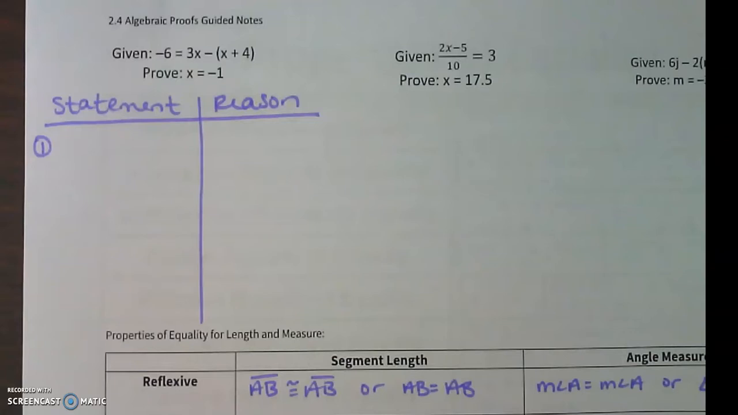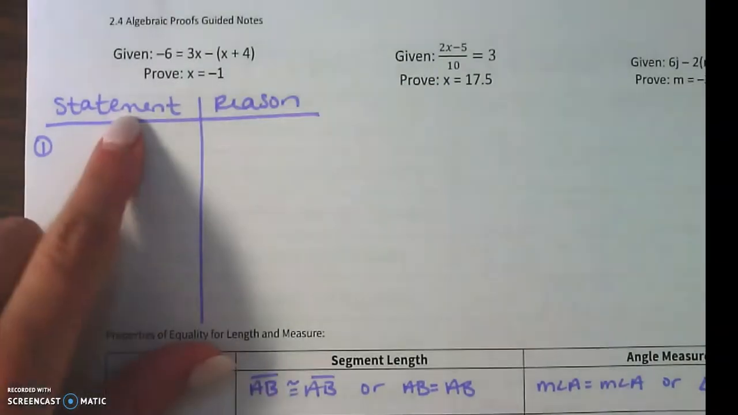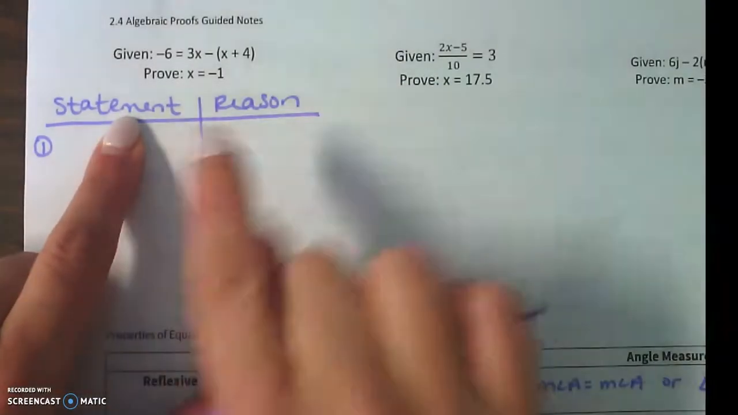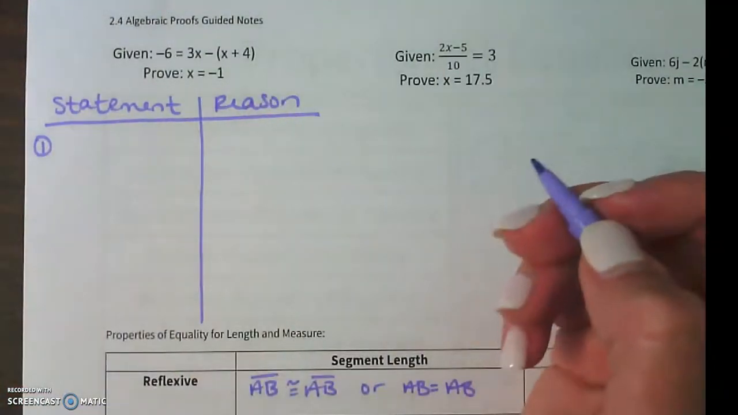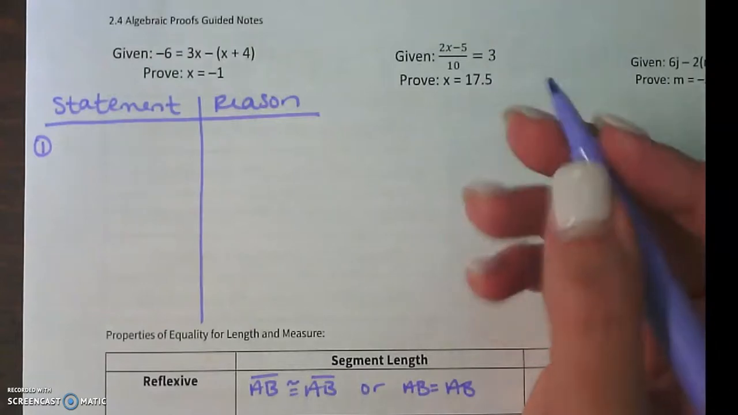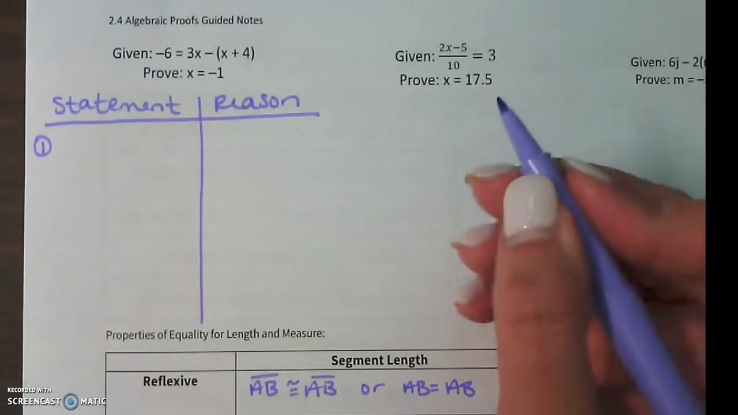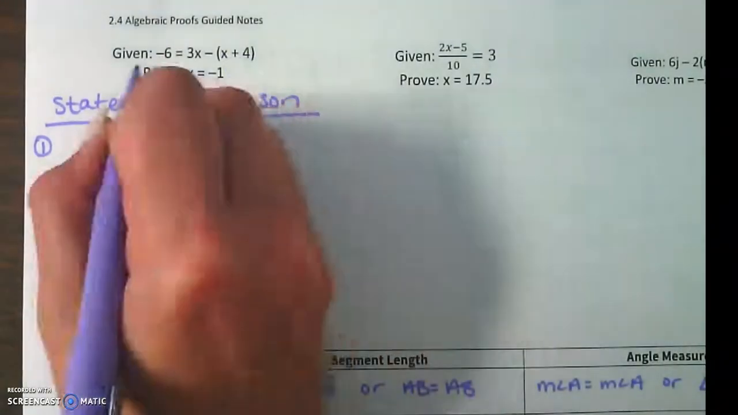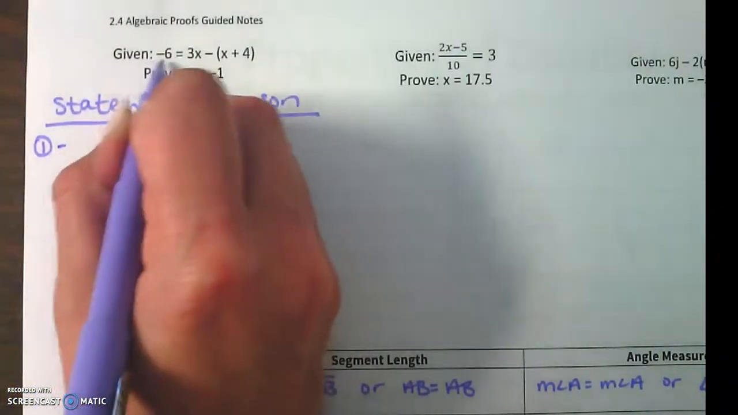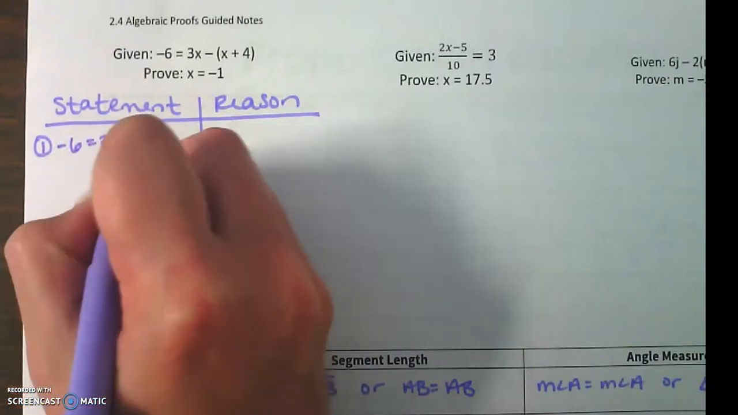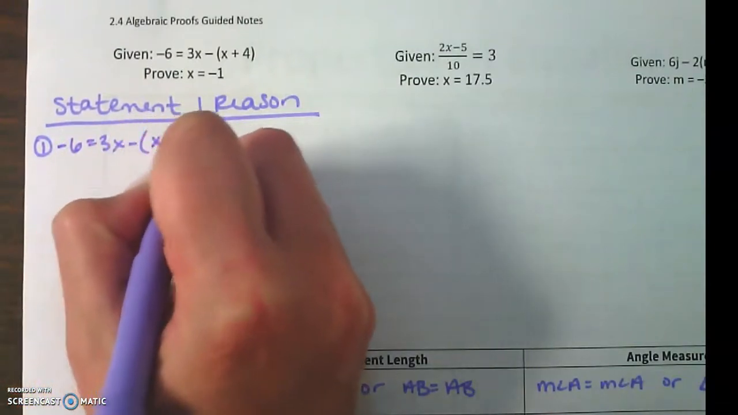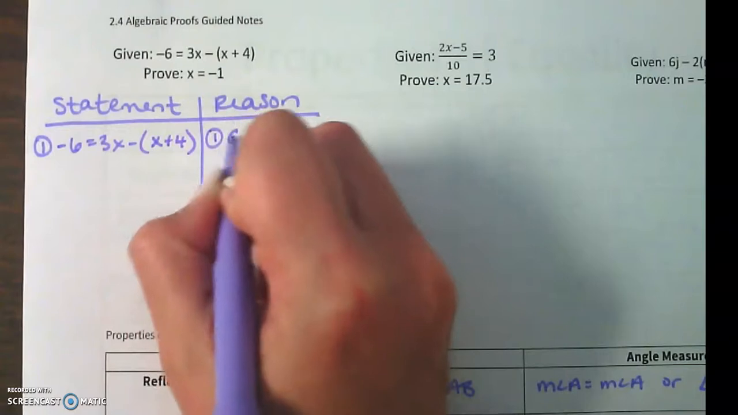Okay, now moving on to our first algebraic example. And as you guys can see, I've gone ahead and set up something called a 2-column proof. On the left, we always put a statement, and on the right is always the reason for that statement. So what we always start with, no matter if it's an algebraic proof or a geometric proof, we always start off with the given information. So we're going to write it exactly as we see it here. So our given information is this equation right here, which is negative 6 equals 3x minus the quantity x plus 4. And again, the reason for that is given.